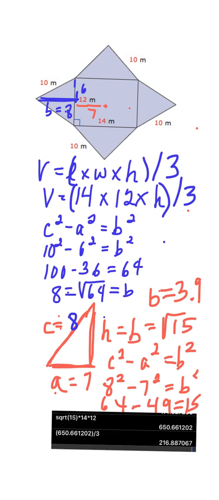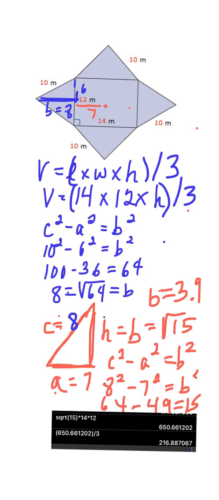To find the volume of a rectangular pyramid, you first have to use the formula: volume equals length times width times height divided by 3. I already know the length and the width. The length is 14, the width is 12, and we don't know the height. To figure out the height, I used the Pythagorean theorem.